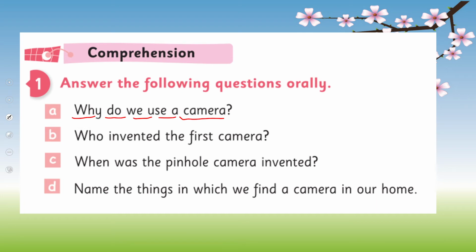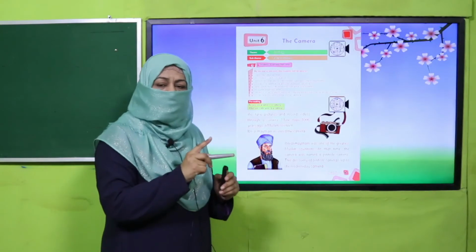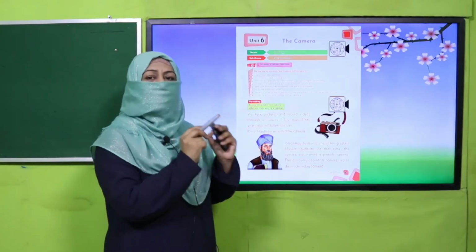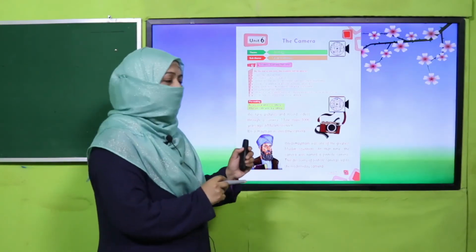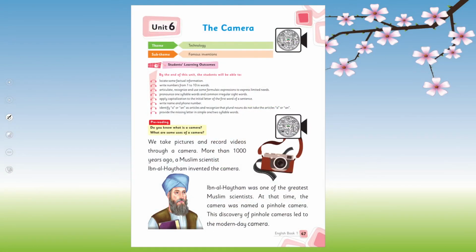So, how do we find it in the text? You will open the page and you will start reading and you will quickly do it to reach the specific point. So, why do we use a camera? That is the first sentence. Here it is. We take pictures and record videos through our camera. This is the fact we extract from this text, right? Are you clear? So, this is the activity.